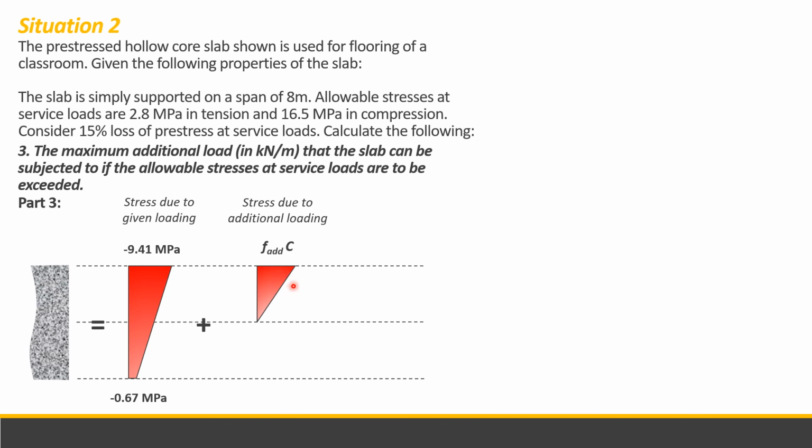Additional stress on the compression and tension sides. So in this combination, when you add the additional stress, the value should be less than the given allowable stresses, which is 16.5 megapascal at the compression side and 2.8 megapascal at the tension side.